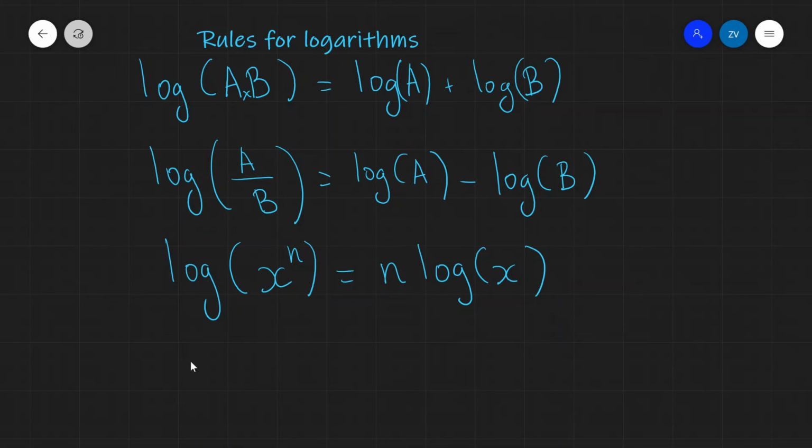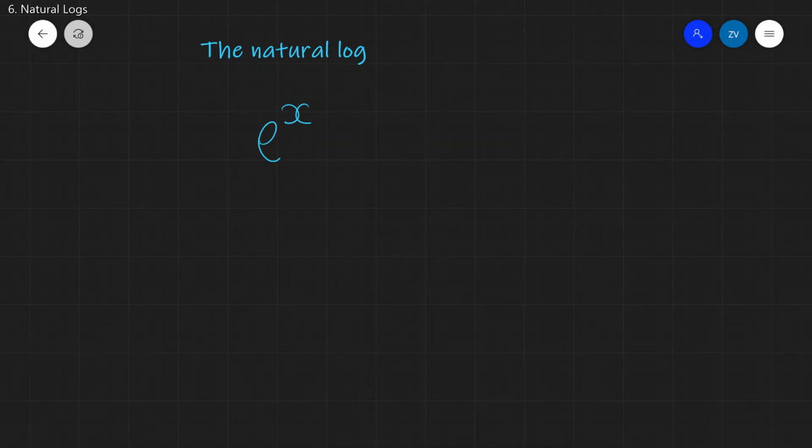Now, if we had a logarithm of any base of a times b, where a and b are just two numbers, this is actually equal to the log of a plus the log of b. The log of a divided by b is equal to the log of a, take away the log of b. If we were to raise a log to the power of n, then this is equal to n times the log of x.